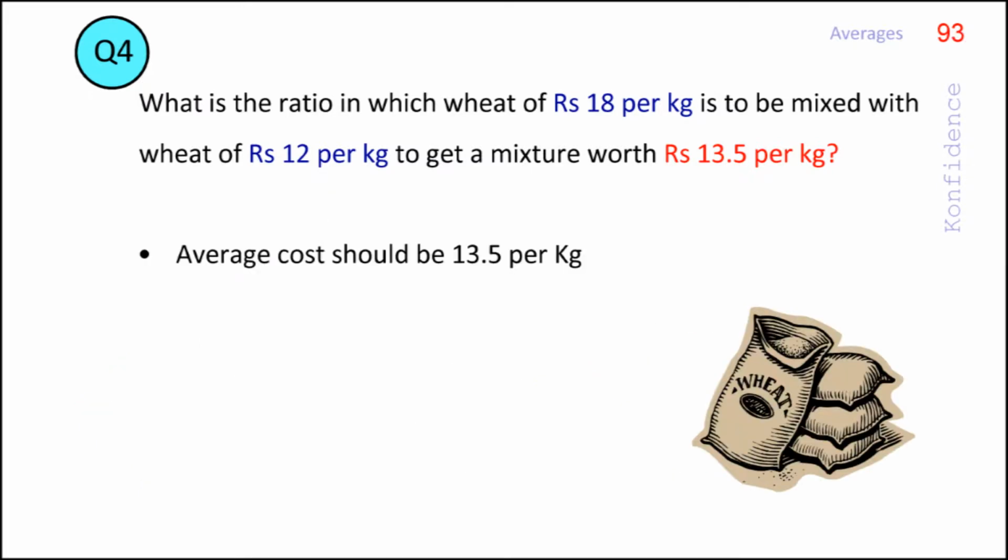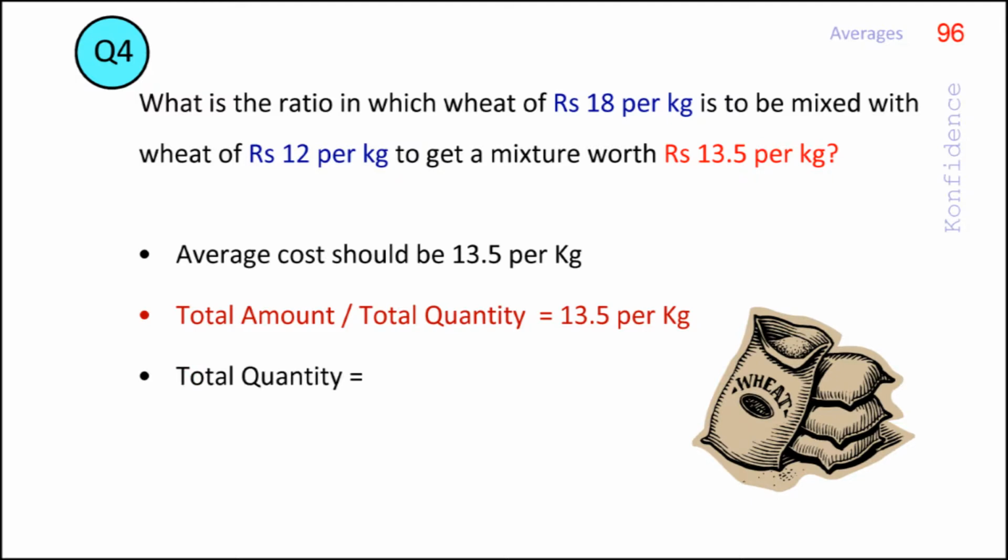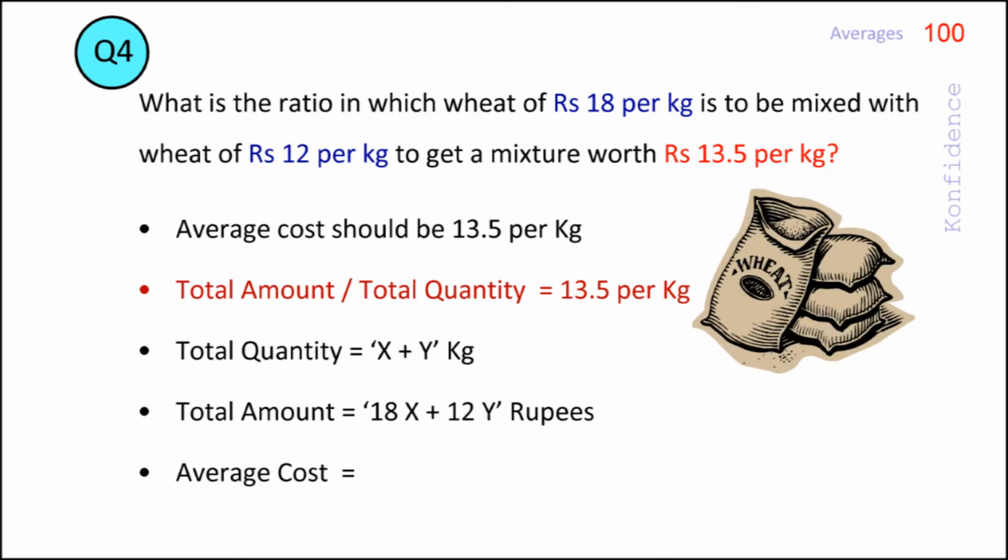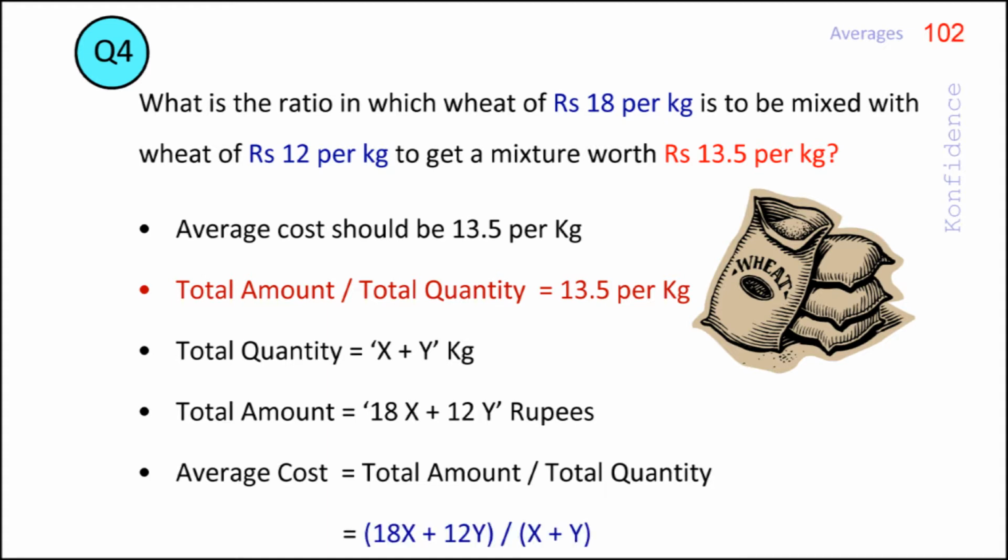It is given that the net worth of the mixture should be Rs 13.5 per kilogram. So, the total amount for the mixture divided by the total quantity should be Rs 13.5 per kilogram. That is the average cost. We know the total weight of wheat in our case is X added to Y kilograms, and the total amount spent to make the mixture is 18X added to 12Y rupees. So, the average cost equals the total amount divided by the total quantity, which is 18 multiplied by X added to 12 multiplied by Y divided by X added to Y.